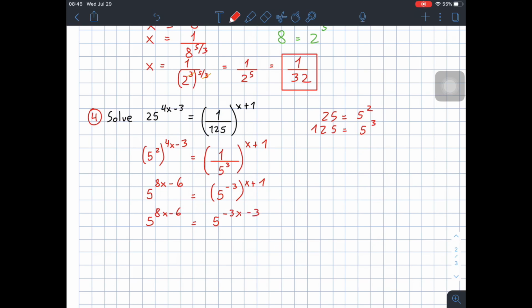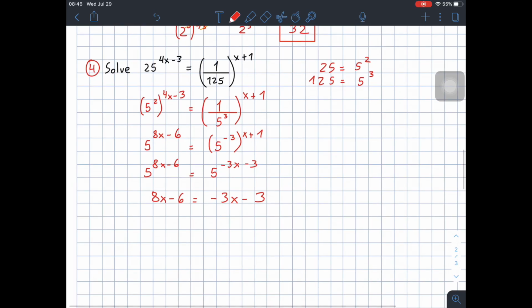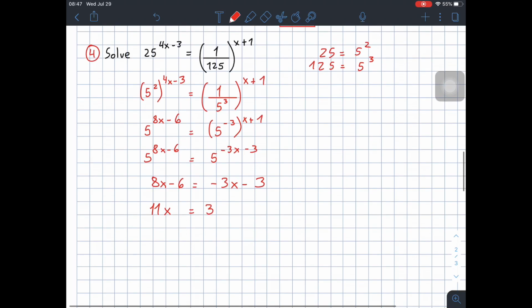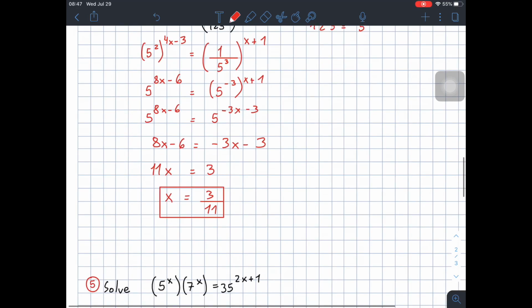And there you go. Now we have the same bases, and both of them are in the numerator, so I can equate the exponents and say that this is 8x minus 6, and this must be equal to negative 3x minus 3. And then I need to solve this. I can take the 3x to the other side. This would be 11x equals negative 3 plus 6, that's 3. So x is equal to 3 over 11. And this is the result. Okay. I think we have one last exercise.